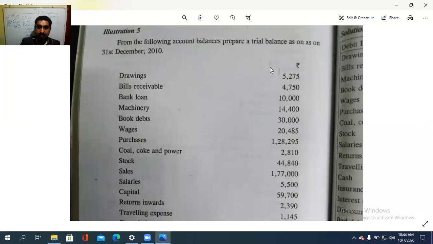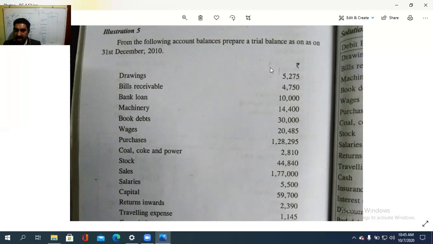Machinery, asset item, debit side. Book debts, debit side. Wages, debit side. Purchases, debit side. Coal, coke and power. Expense is that one, so it is a debit item. Stock. Stock means opening stock, closing stock. Whatever be the stock, it is a current asset, so on the debit side.